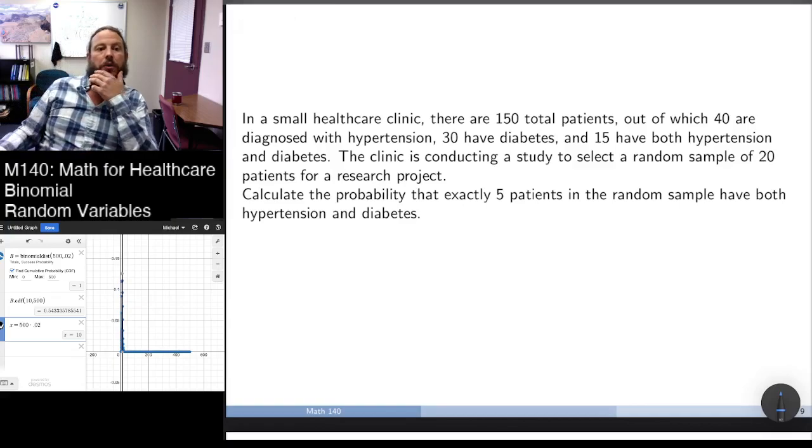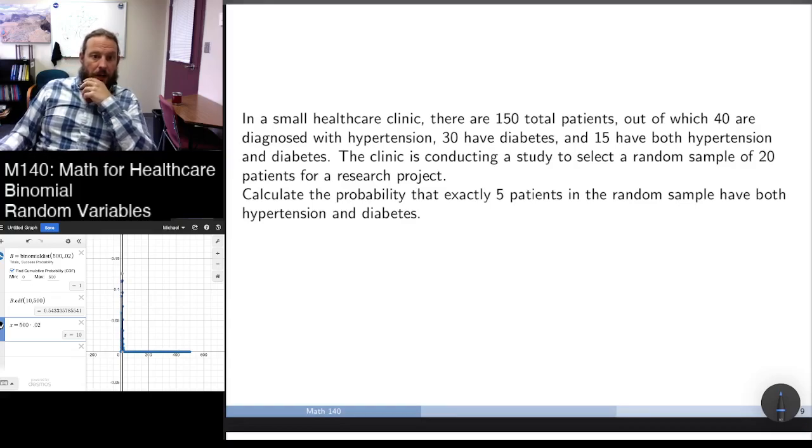So now, let's see here. We have a small healthcare clinic. There are 150 total patients, out of which 40 are diagnosed with hypertension, 30 have diabetes, and 15 have both hypertension and diabetes. The clinic is conducting a study to select a random sample of 20 patients for a research project. Calculate the probability that exactly 5 patients in the random sample have both hypertension and diabetes.